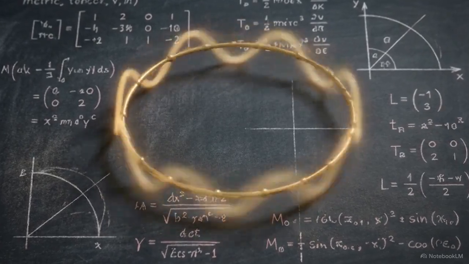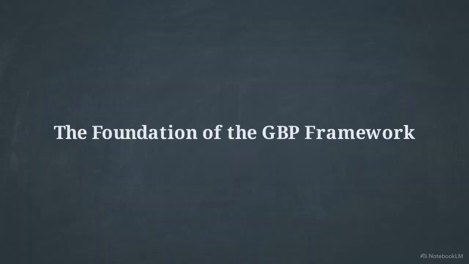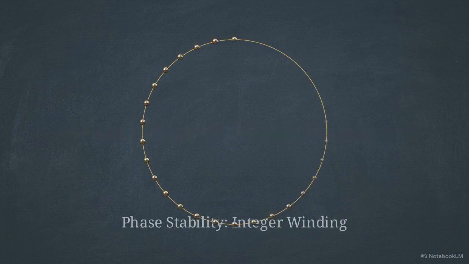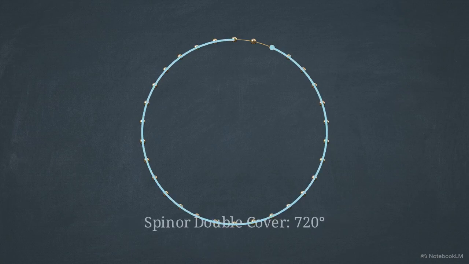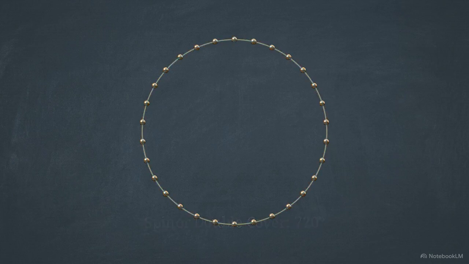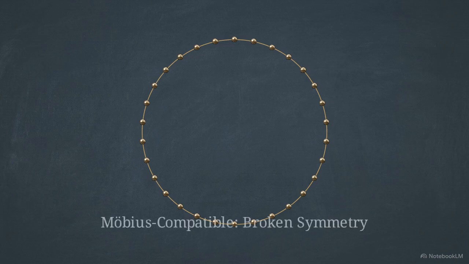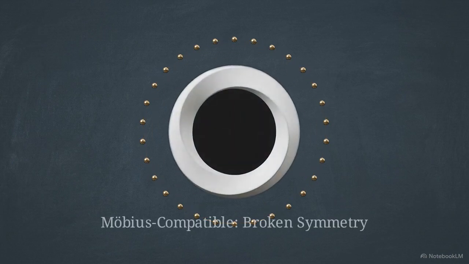a discrete circular lattice. To find the correct lattice for our universe, we apply the known requirements of quantum field theory as filters. Condition 1 requires integer winding for phase stability. Condition 2, the spinor double cover, dictates that it takes 720 degrees of rotation to return to a starting state, which limits the lattice modulus, n, to even numbers. Condition 3 requires the lattice to be Möbius compatible.